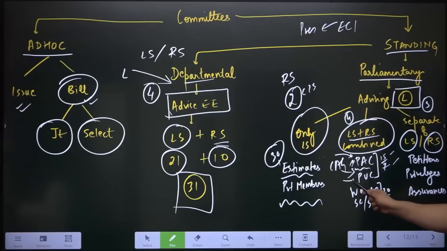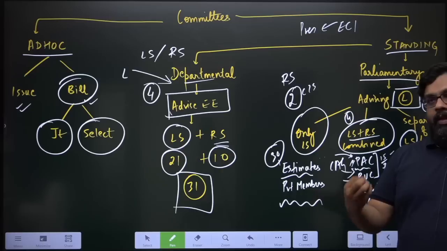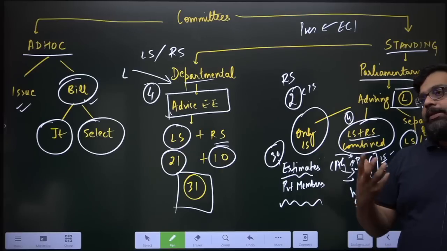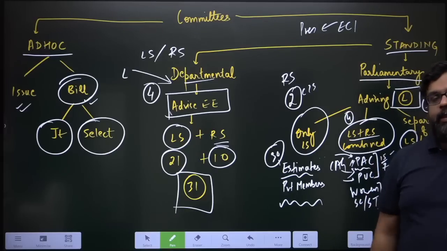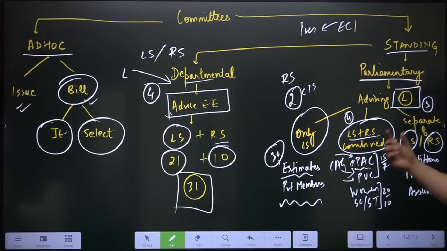Similarly, the committee on public undertakings. Similarly, women, SC and ST, it doesn't matter which house you are from. Vulnerable sections, women, scheduled castes and scheduled tribes, have to collectively be emancipated. We have to make sure we have gender-sensitive and caste-sensitive legislation and practices. So you will have members of both houses to look into this. Again, a 2:1 ratio, 20 members from the Lok Sabha and 10 members from the Rajya Sabha.